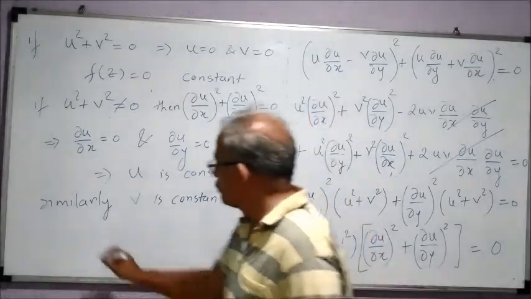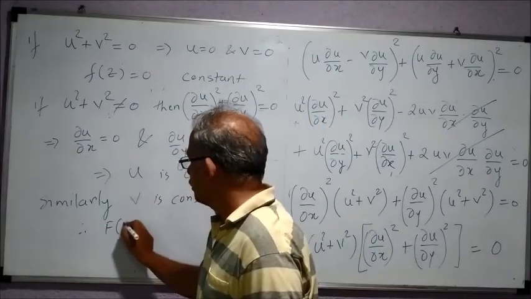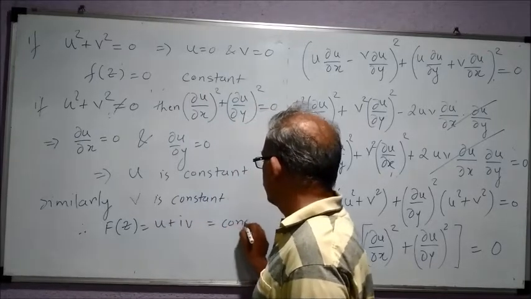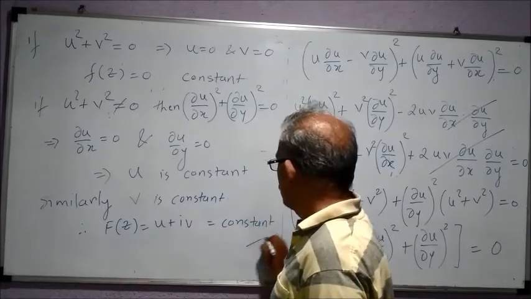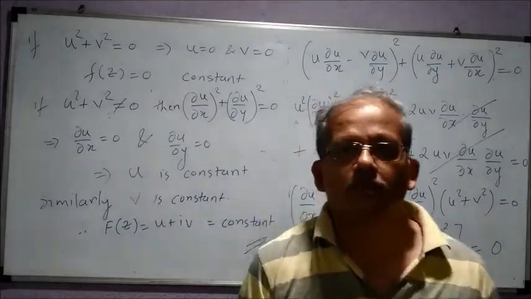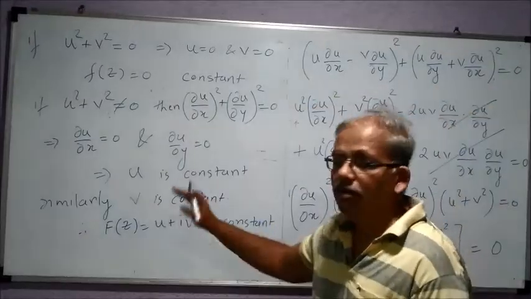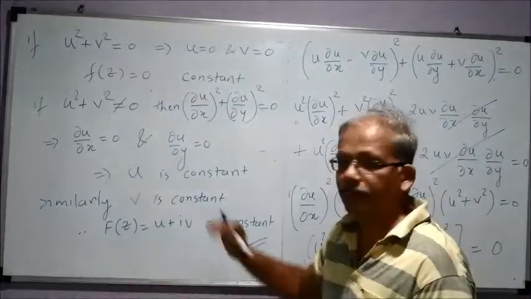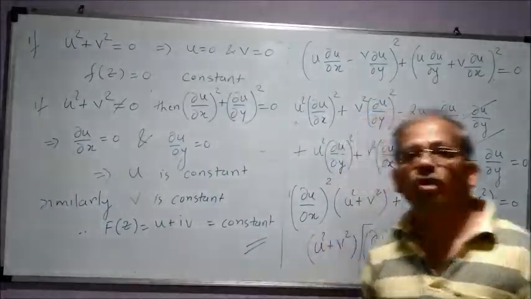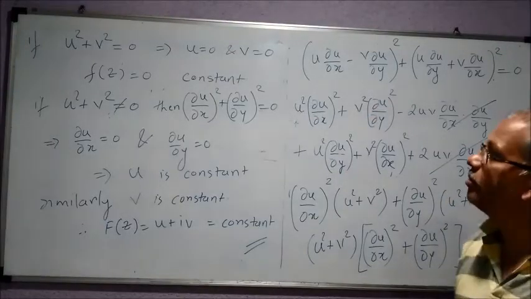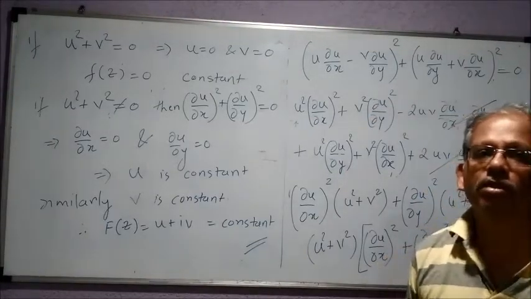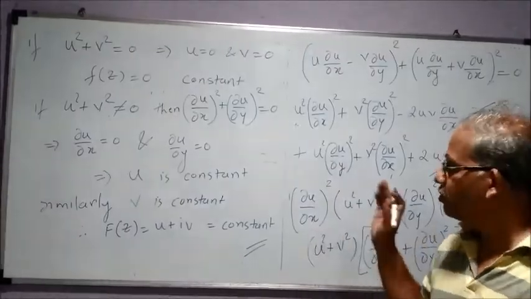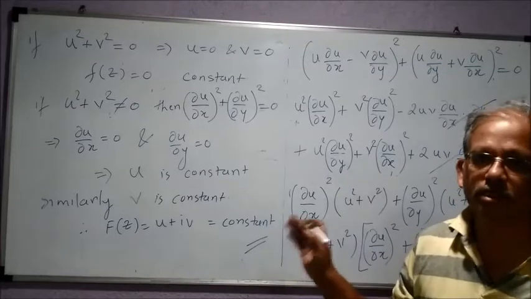Therefore f of z, which is u plus iv, is constant. So we have proved this result: if the modulus of f of z is constant and f of z is analytic, the function has to be constant. I hope you have understood this problem. This is a very important problem as far as your exam is concerned. So you can solve some more problems in the exercise.